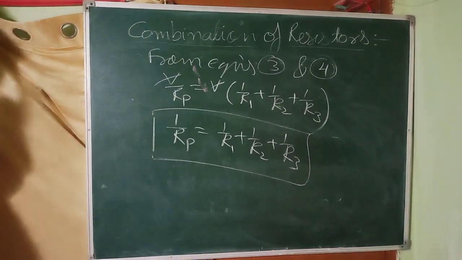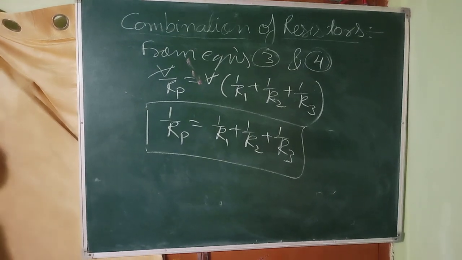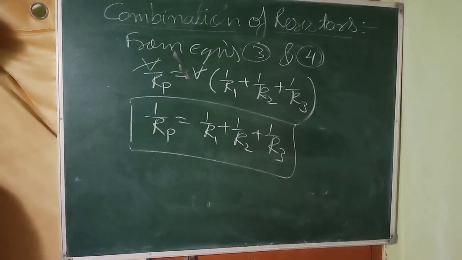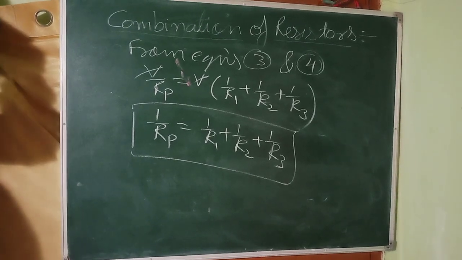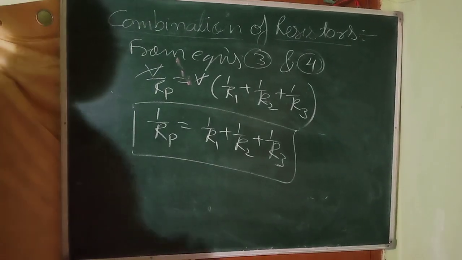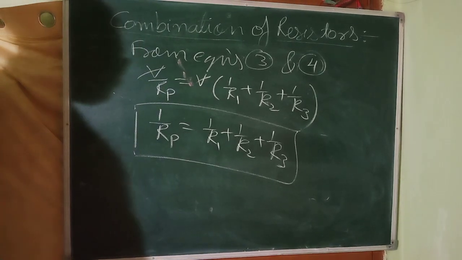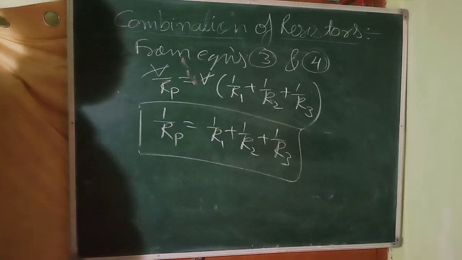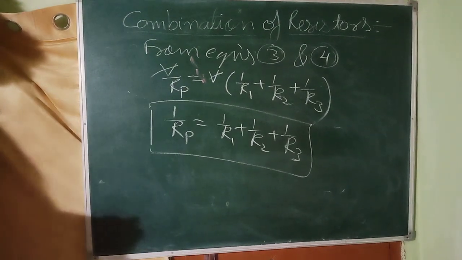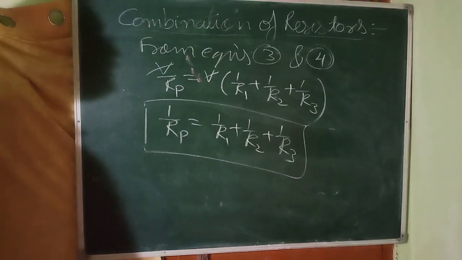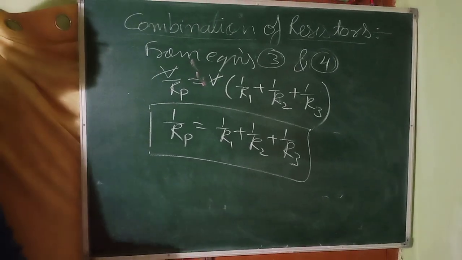This is the formula to find the equivalent resistance in parallel combination. Now, the question comes, why do we require this at all? Let's see why we require it. Suppose you have got resistors of 20 ohm and you require a resistance of 10 ohm to connect in a circuit which you are constructing, okay?